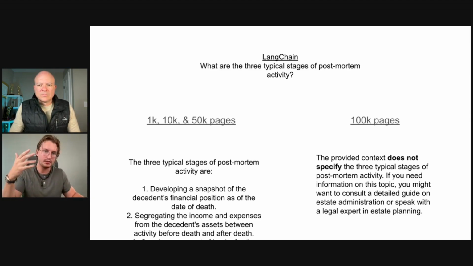And for 1,000, 10,000, 50,000 pages, it had a really great answer. It's cut off here, but it listed out all of the steps and kind of what happens. And then at 100,000 pages, it says the provided context does not specify the three typical stages of postmortem activity. So it straight up got dumber when it should have gotten smarter. It appeared to get dumber, essentially.